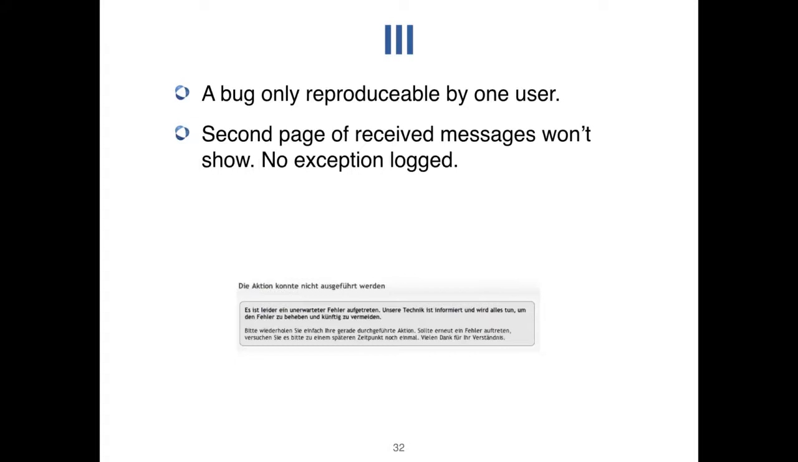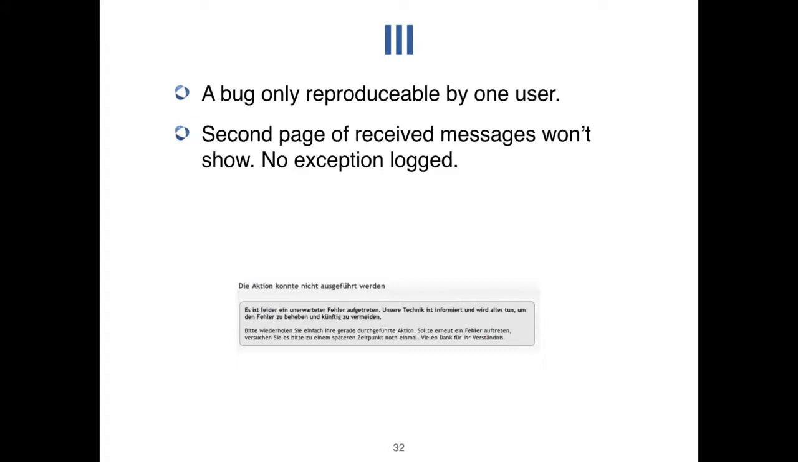Another success story: we had a bug which was only reproducible by one user. There was an inbox, and it was another German dating provider. In the inbox of this particular user on page 2, he had an error, and the error was just an error message, nothing. We had nothing in the logs, and he was calling support every day. So with his permission, we recorded the session.